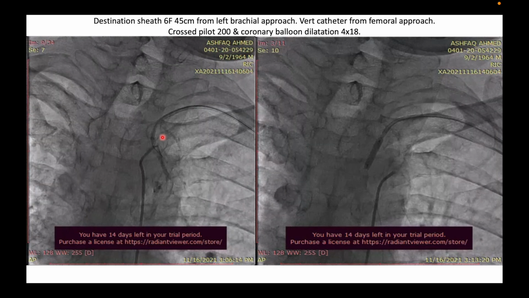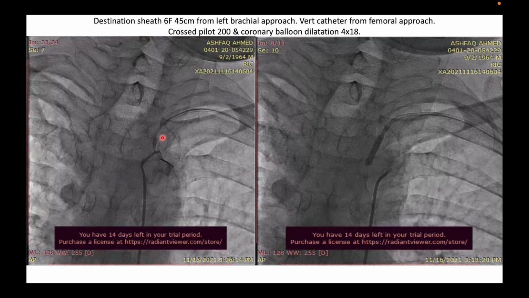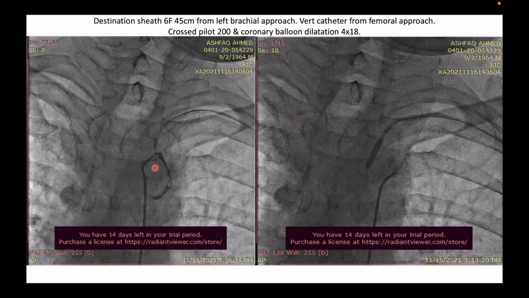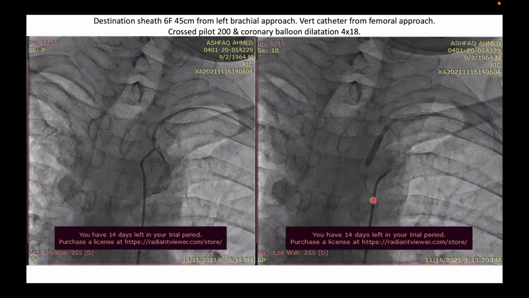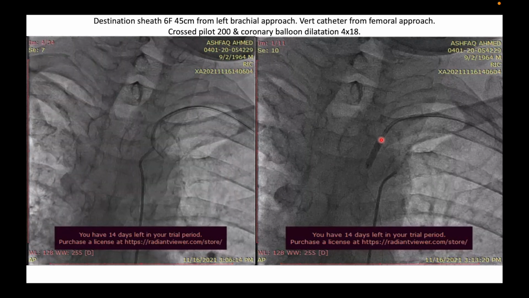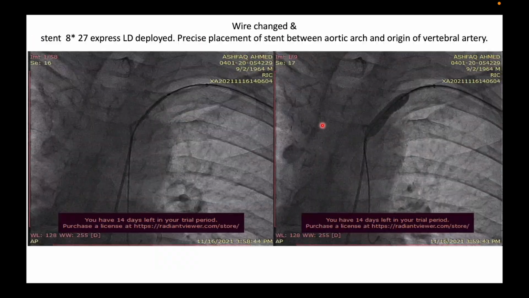And we've used the coronary wires, Coronary Pilot 200. That has been used to cross the lesion retrogradely, and then the wire you can see going into the descending aorta. And then this is a coronary 4 by 18 millimeter balloon to predilate the lesion.